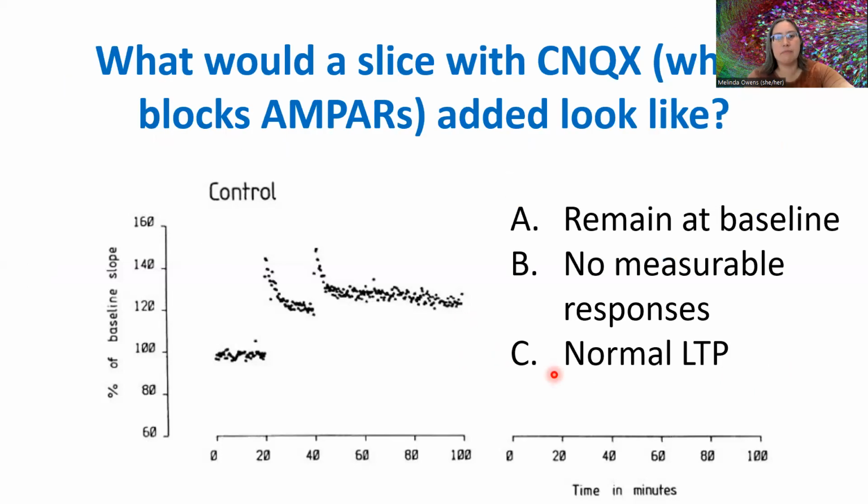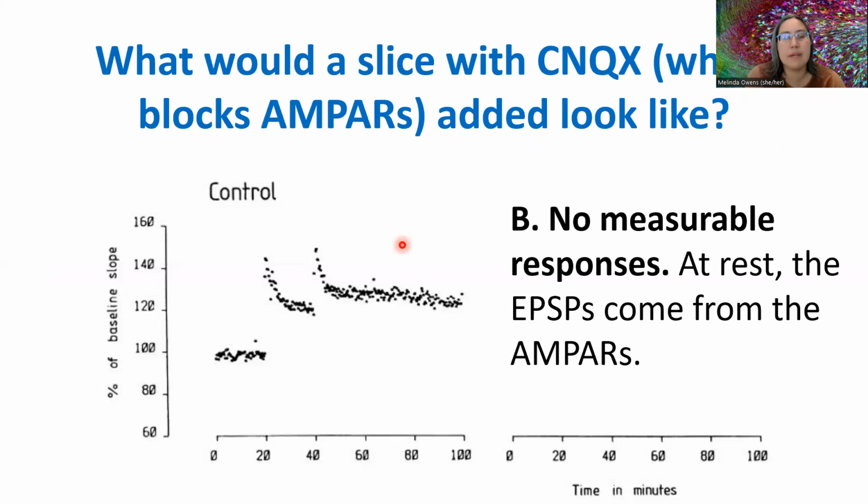What would this look like if you blocked AMPA receptors? Well, if you blocked AMPA receptors, you wouldn't be able to measure anything. All of these dots represent a potential that is coming through AMPA receptors. So if you blocked AMPA receptors, you wouldn't get anything.